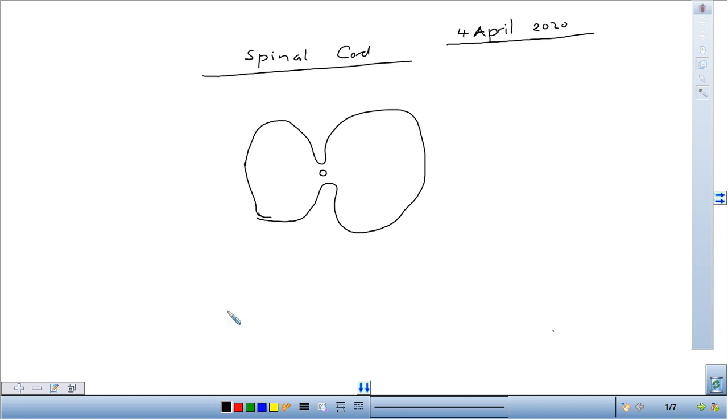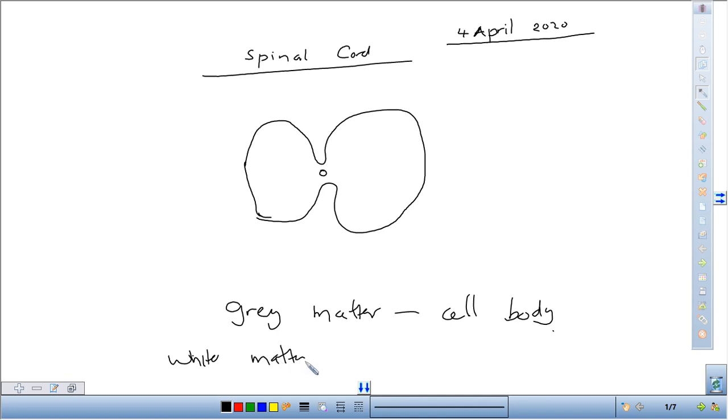that when we speak about gray matter, it is with all the cell bodies in, while white matter has all the axons. To understand that, the cell body has cytoplasm inside it. The cytoplasm in a neuron is called neuroplasm, and the neuroplasm is gray in color. Therefore, it's called gray matter.